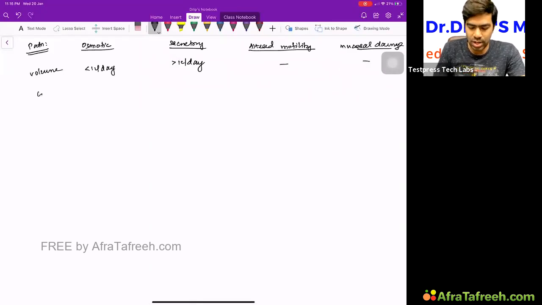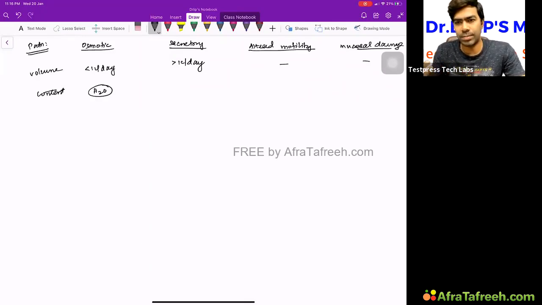So then you have the content of the stool. And again, that is more important for the osmotic and secretory diarrhea. It's not important for altered motility and mucosal damage. As far as the stool content is concerned, it's predominantly water in osmotic diarrhea, because an osmotic substance is basically pulling water from the body, from the intestinal wall.